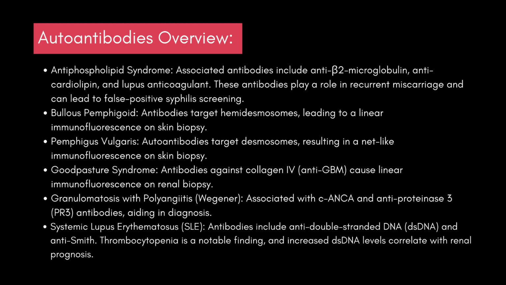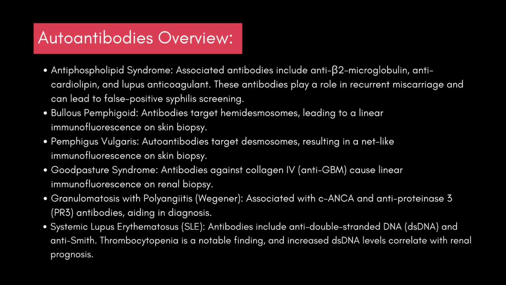Next, we have bullous pemphigoid. Antibodies target hemidesmosomes, which lead to a linear immunofluorescence on skin biopsy. Next, we have pemphigus vulgaris, which is where autoantibodies target desmosomes, resulting in a net-like immunofluorescence on skin biopsy. Next, we have Goodpasture syndrome, where antibodies against collagen type 4, anti-GBM, cause linear immunofluorescence on renal biopsy.